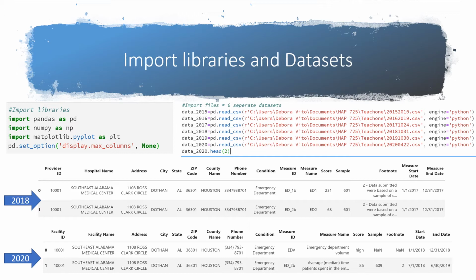Please pay attention. In datasets 2015 to 2018, there is provider ID, hospital name, measure start date, and measure end date. For 2019 and 2020, there is facility ID, facility name, start date, and end date. We'll cover these a little bit more in the next upcoming slides.